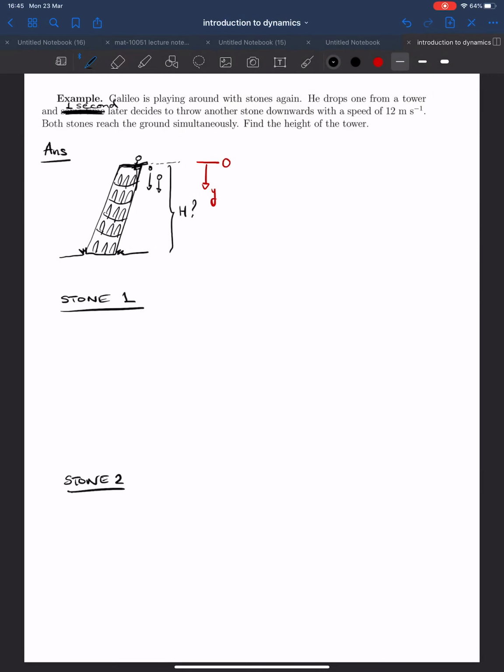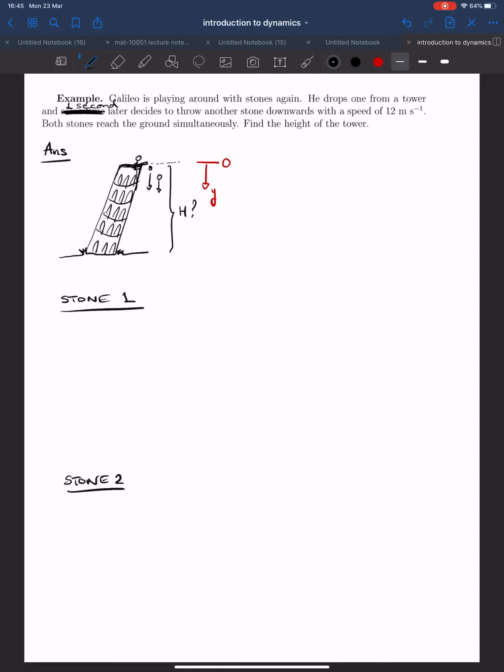Now, in this example, what we need to do is model two scenarios, both concerning fallen objects. And we need to try and use the models to determine the height at which the objects are thrown from.